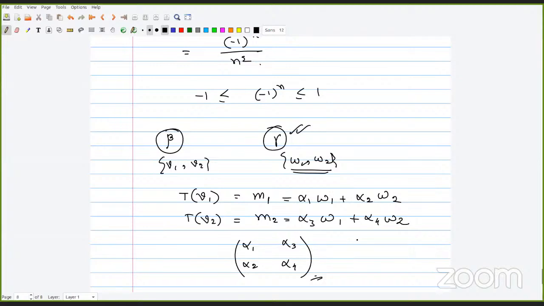Similarly, I am putting V2 as my input. I am getting M2 as my output. Now I can write M2 as a linear combination of W1 and W2 again. Right. Now I am writing these coefficients as the column. That will be my matrix representation.